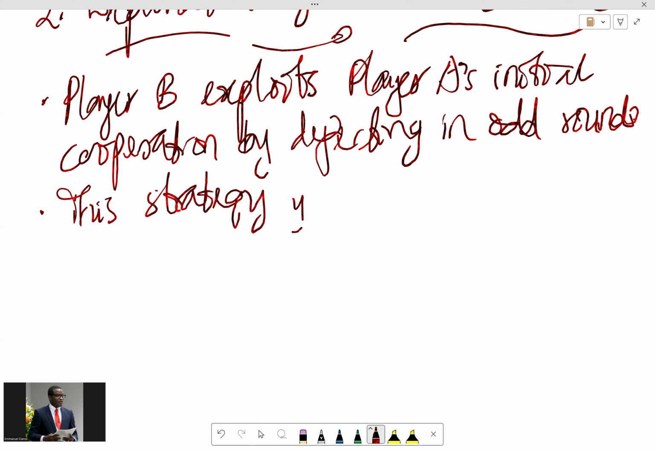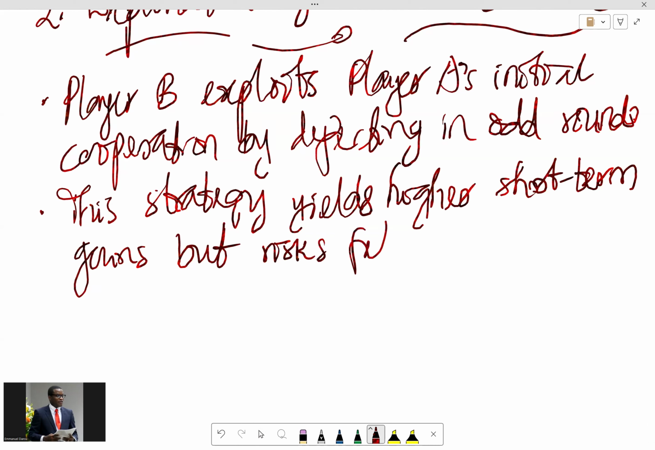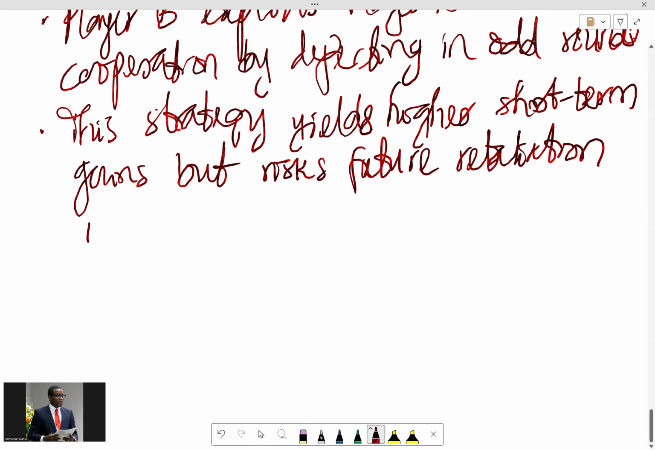This strategy yields higher short-term gains, but risks future retaliation in longer iterations.